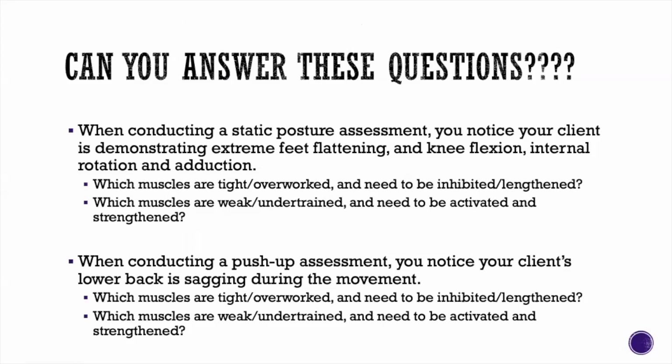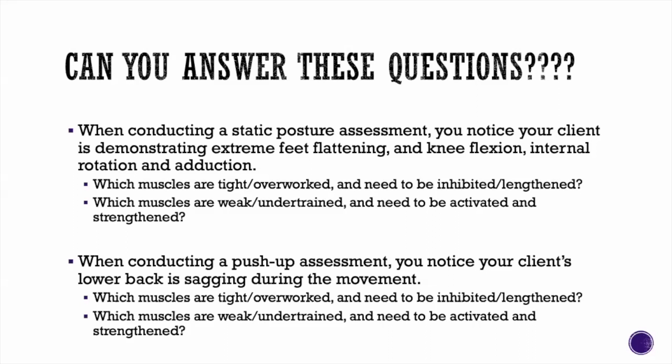So something that you guys could look at is that when you're conducting some kind of assessment, you're going to start to notice that things are happening. So for instance, in a postural assessment, you might notice that your client is starting to flatten their feet, or you can notice that there is extreme feet flattening and knee flexion that's happening, internal rotation and adduction, right? So when you're seeing these, and you're looking at your postural assessments, which muscles are the ones that are tight and overworked? These are the ones that need to be inhibited and lengthened, right? And then which ones are weak and undertrained? These are the ones that need to be activated and strengthened.